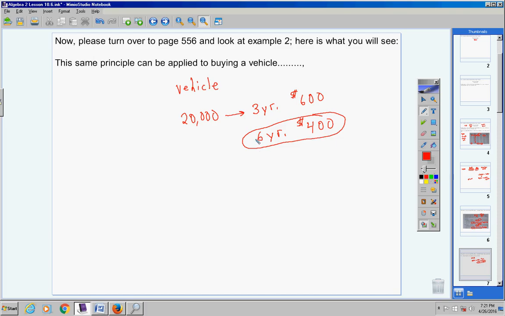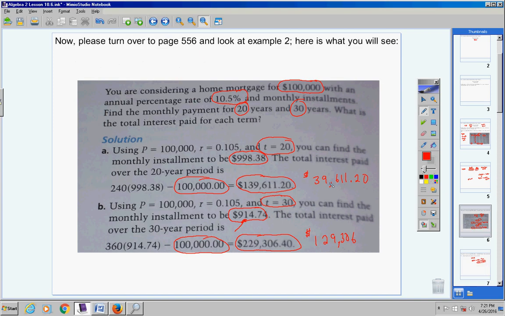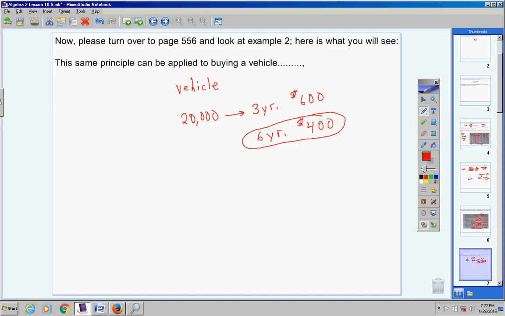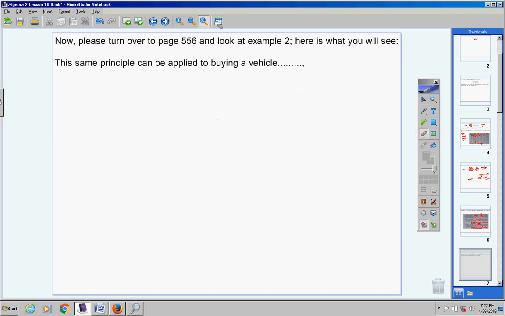Now, I'm not sure what the interest would be, but just like in this previous problem, in one situation you end up paying a total of $139,000. The other situation you paid $229,000. Same thing with vehicles too. So it's always best to go with a shorter loan, time-wise, if possible, if you can afford it. Okay. All right, moving on.